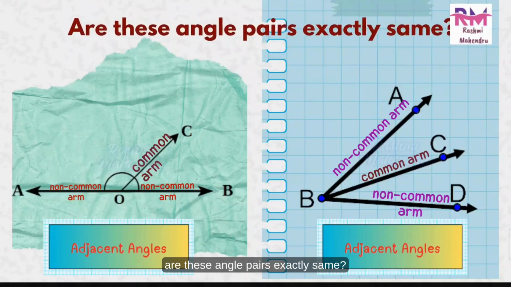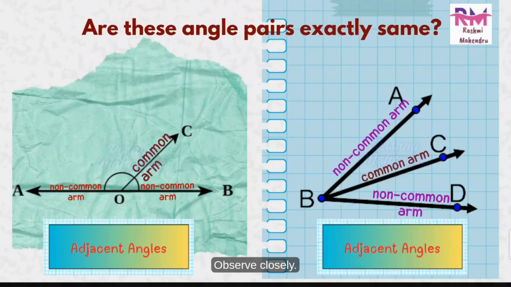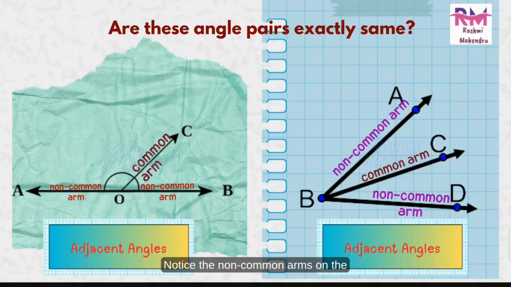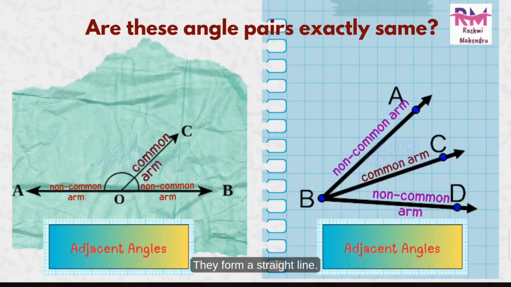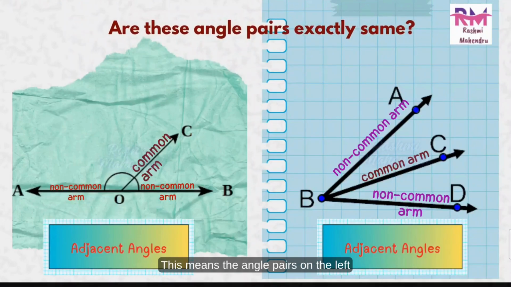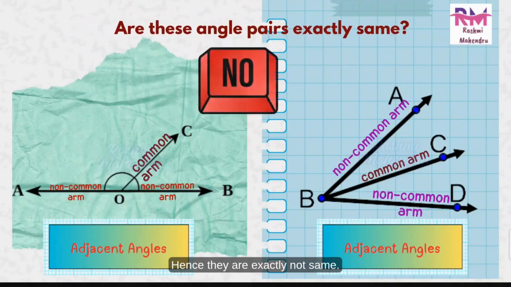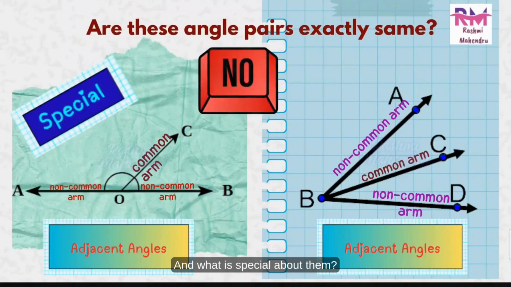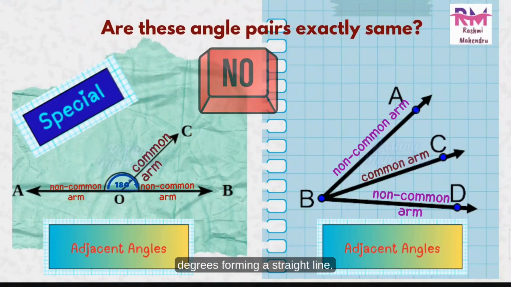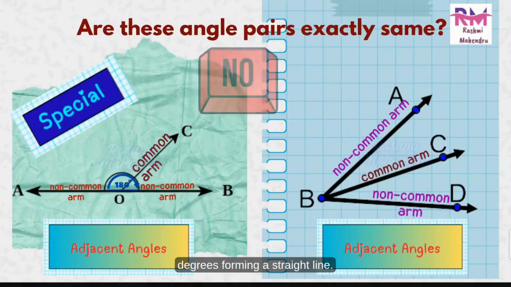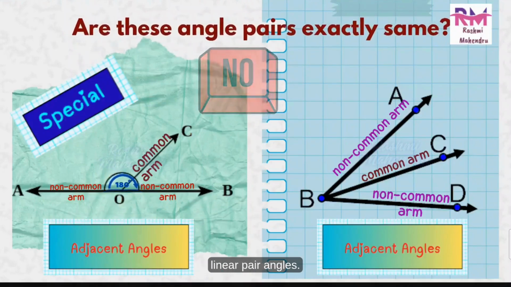But are these angle pairs exactly the same? Observe closely. Notice the non-common arms on the left side of the screen. They form a straight line. This means the angle pair on the left is a special adjacent angle pair. Hence they are not exactly the same. And what is special about them? The sum of their measure is 180 degrees, forming a straight line. And such angles are called linear pair angles.